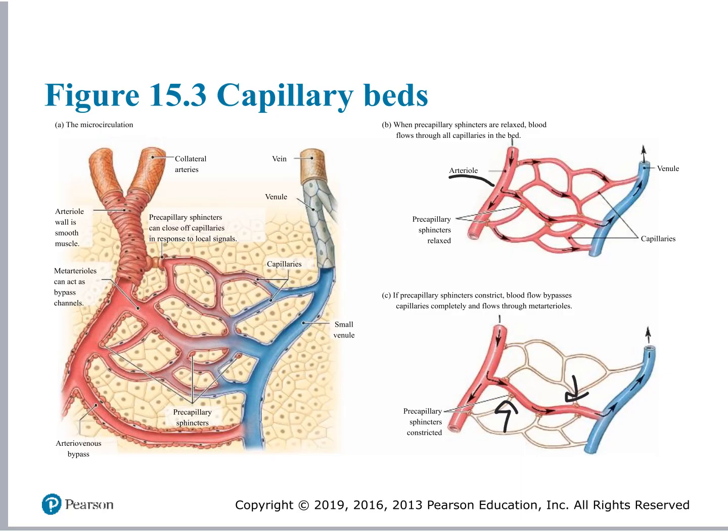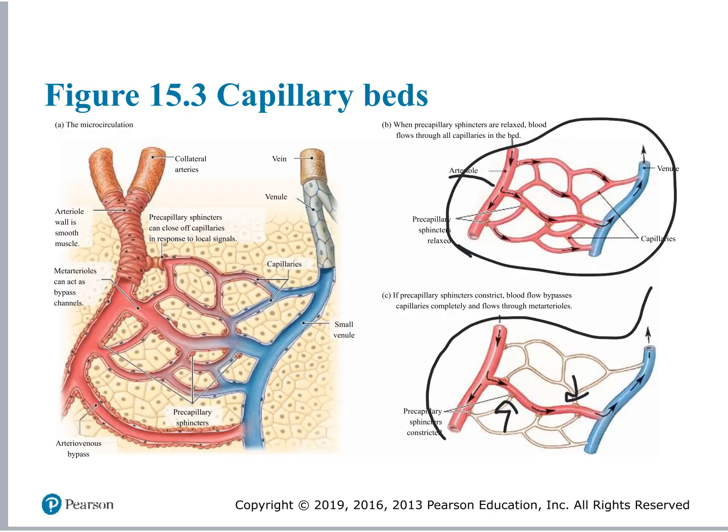If the sphincters are open, which is what they're showing in this picture, then blood goes into the capillary bed and delivers the nutrients to the tissues. If the precapillary sphincters are closed, which is what they're showing in this picture, then the blood will just go straight through the metarteriole from the arterial end to the venular end, bypassing the capillary bed.